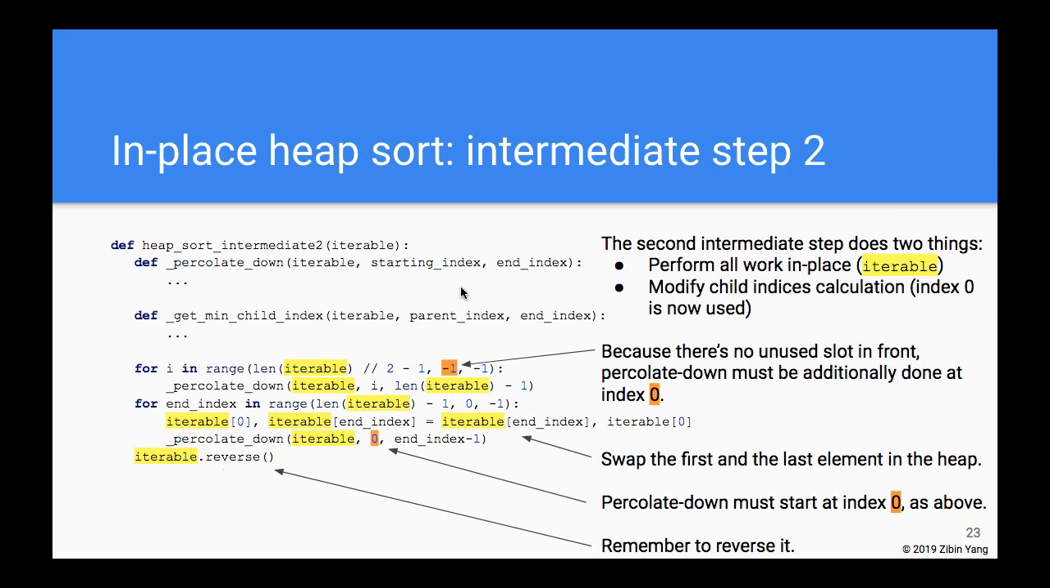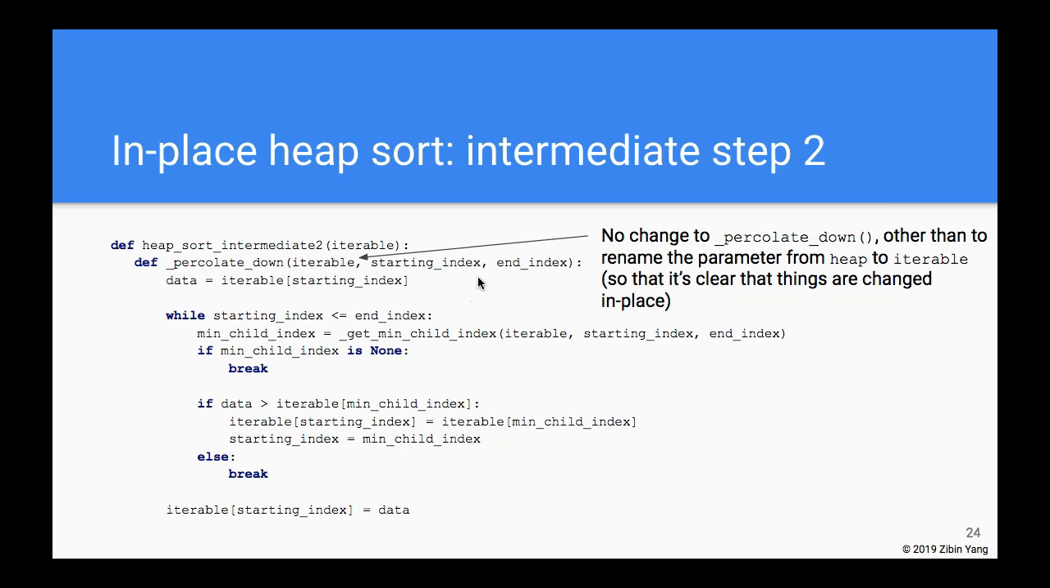Moving on, let's see if we have to make any changes to the helper nested functions. So for percolate down, there's really nothing to change. We already have the start and end index. The only thing we do is just rename the parameter to iterable to signify it's the same as the input. Although you should know that this iterable kind of shadows the outer iterable, even though they are referring to the same thing, just the way that we're using it.